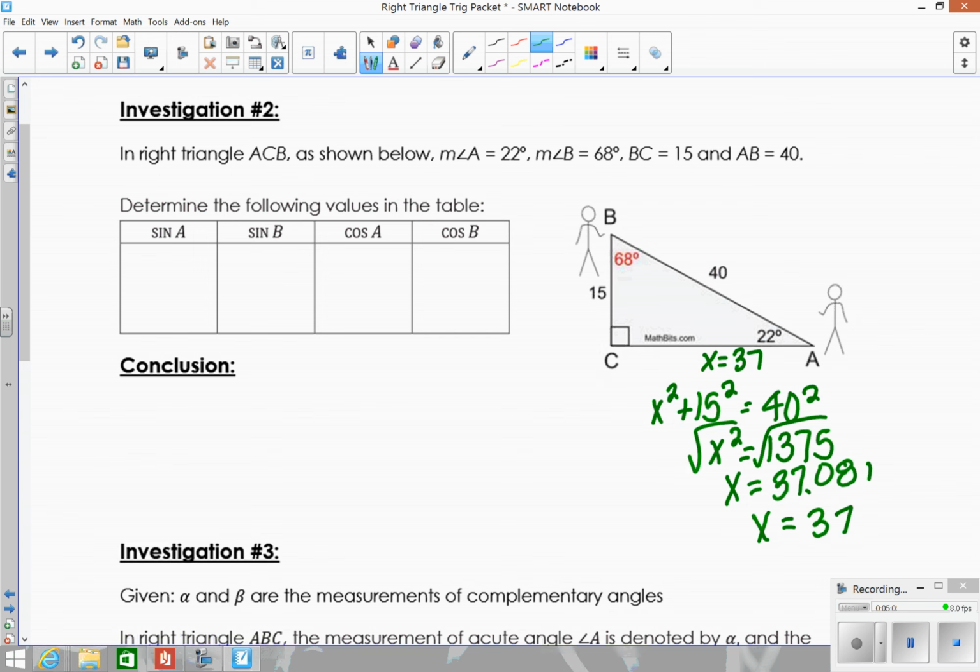So now when I go to do the sine and cosine, we know right away that the 40 is always going to be the hypotenuse, so you might as well just put the hypotenuse there, that won't change. But if I'm trying to find sine of A, so we're thinking back to SOHCAHTOA here.